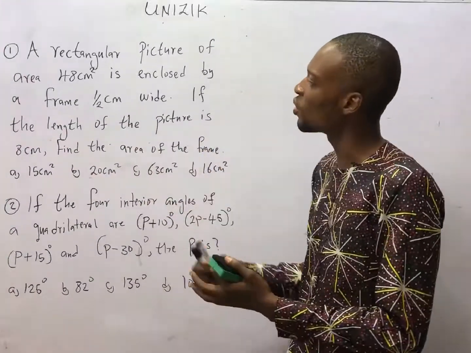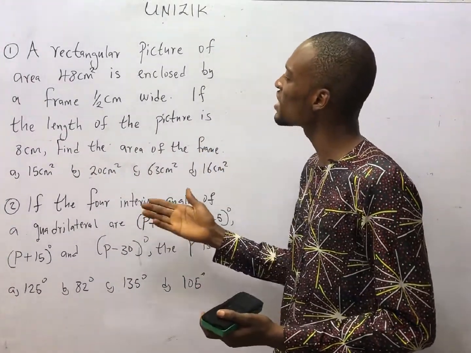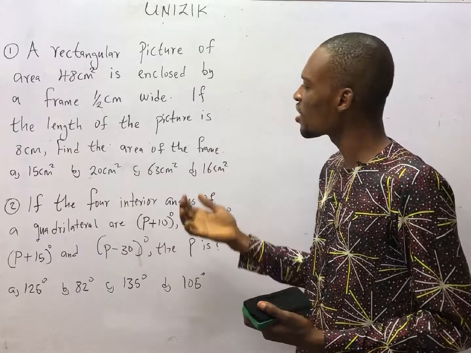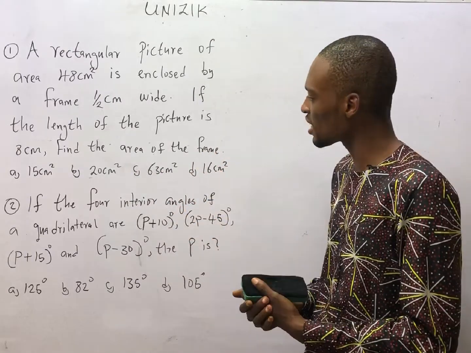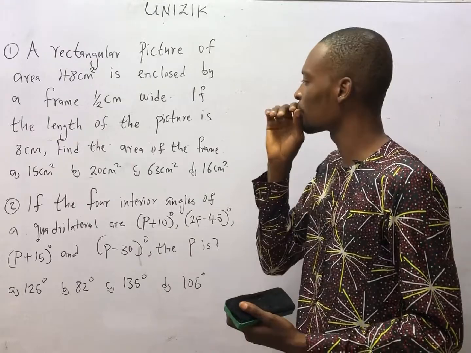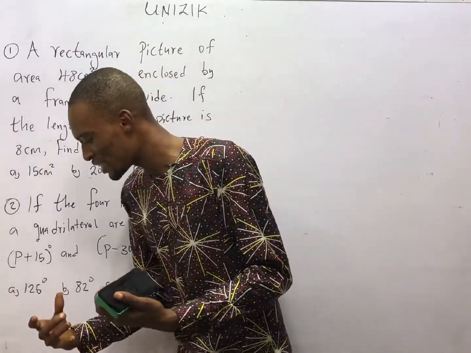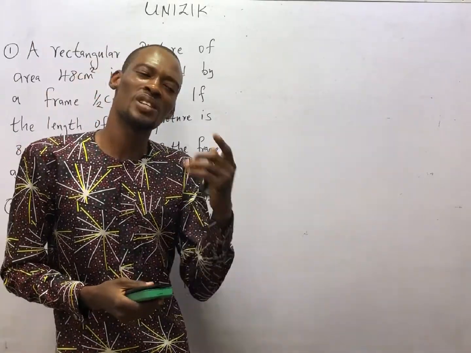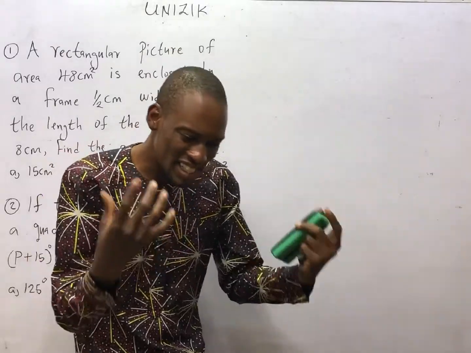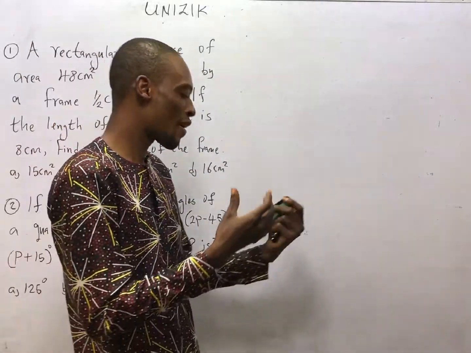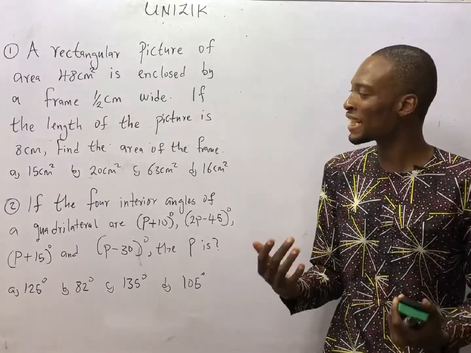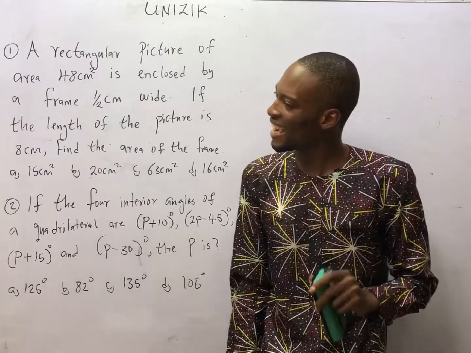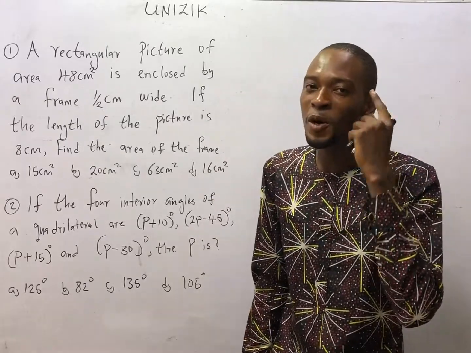A rectangular picture of area 48 cm squared is enclosed by a frame half centimeter wide. If the length of the picture is 8 cm, find the area of the frame. Look at something. Even me, as a mathematics expert, trying to read this question, I am confused because I am getting different parts. So at such, many candidates will just feel, no, this one is hard. Let me go to the next question. When it comes to post-UTME, relax, analyze, and remember a little touch of common sense.